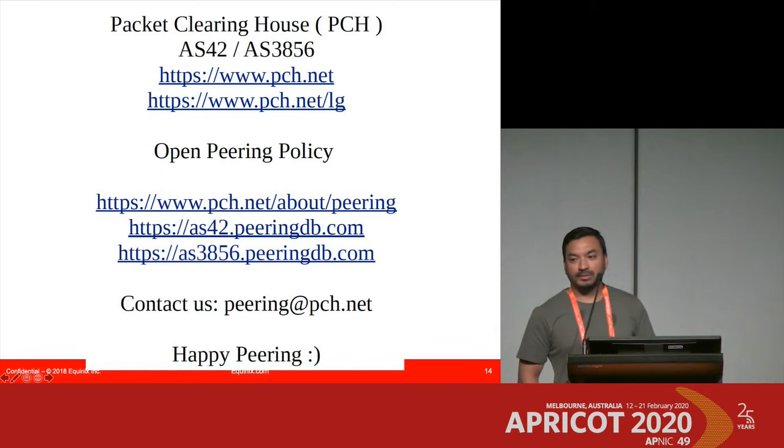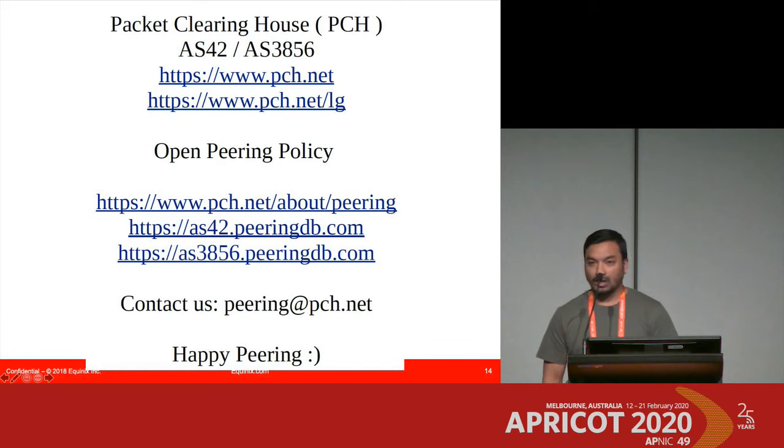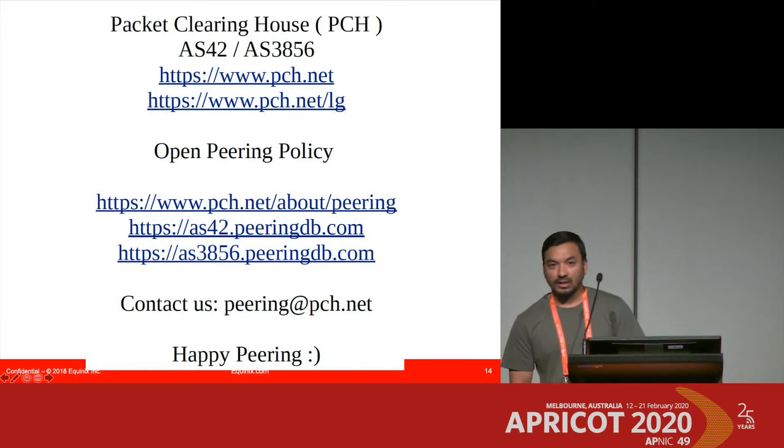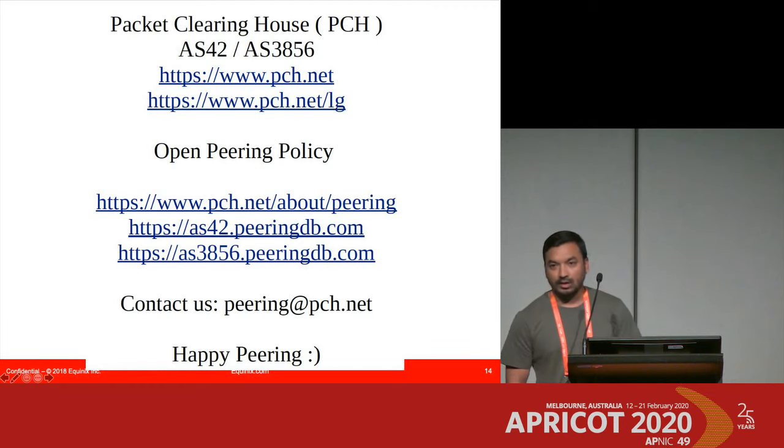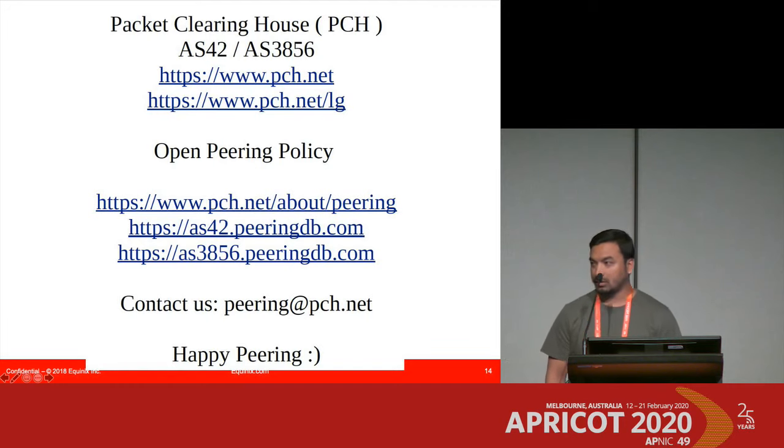Hello everyone, I'm Govind Strasser from Packet Clearinghouse, AS42, AS3856. We operate a global Anycast DNS network, public looking glass, and route collectors around the world in around 200 internet exchange points, including multiple ones in Australia and APAC region. We have open peering policy, and we keep up-to-date data on our website and PeeringDB. You can contact us at peering@pshares.net.